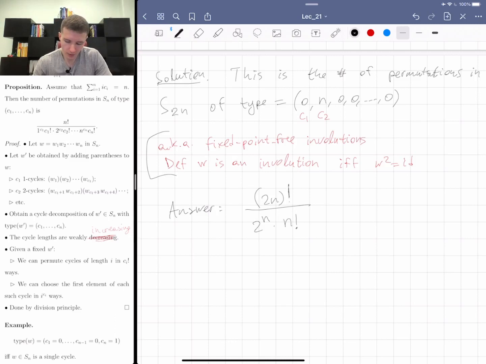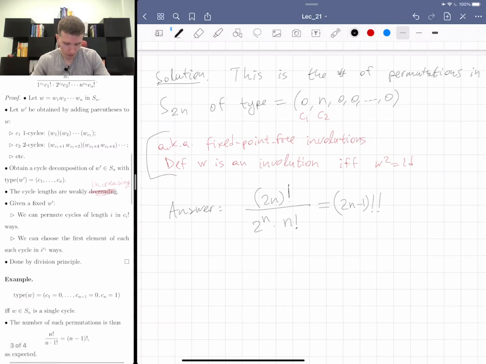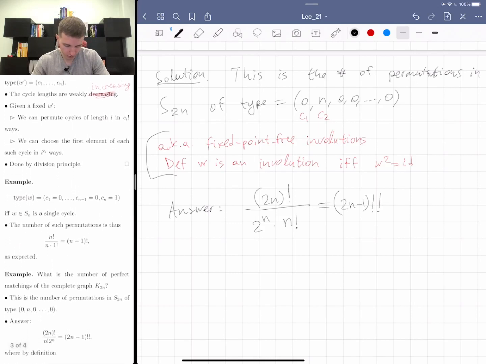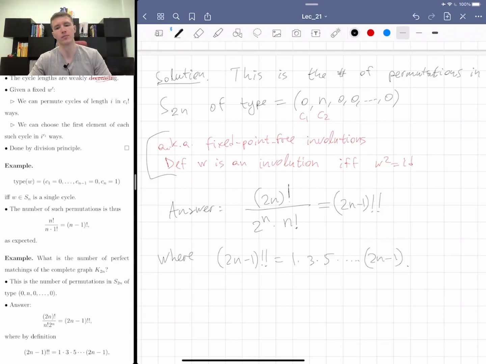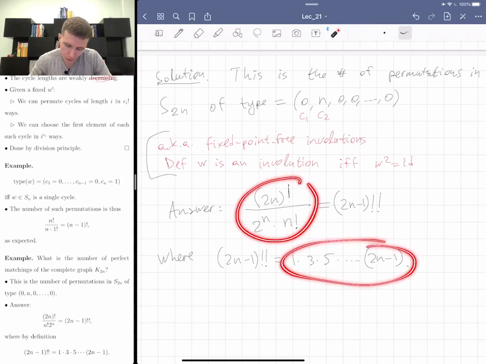So that's the number, and this number actually has a name. It's usually denoted by 2n minus 1 double factorial. So here, by definition, what is 2n minus 1 double factorial? It's 1 times 3 times and so on, just the product of all odd numbers between 1 and 2n minus 1. And why is that product equal to what's written down here?